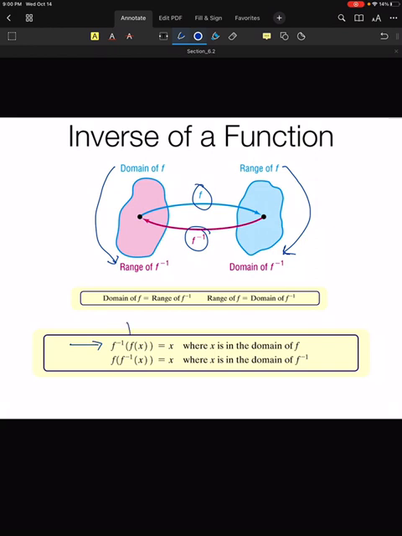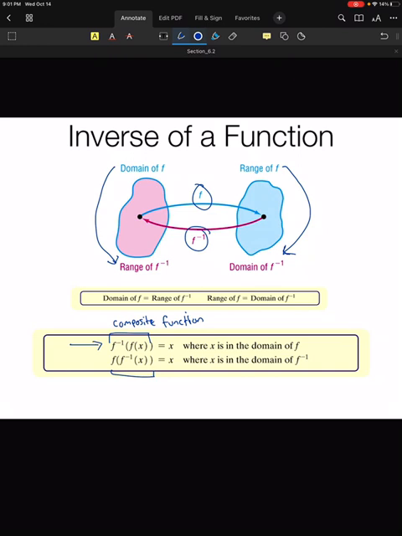Notice that this together is a composite function, which we worked on in the last video. F inverse of F has to equal x, where x is in the domain of F. And then similarly we have another composite function here: F of F inverse also equals x.